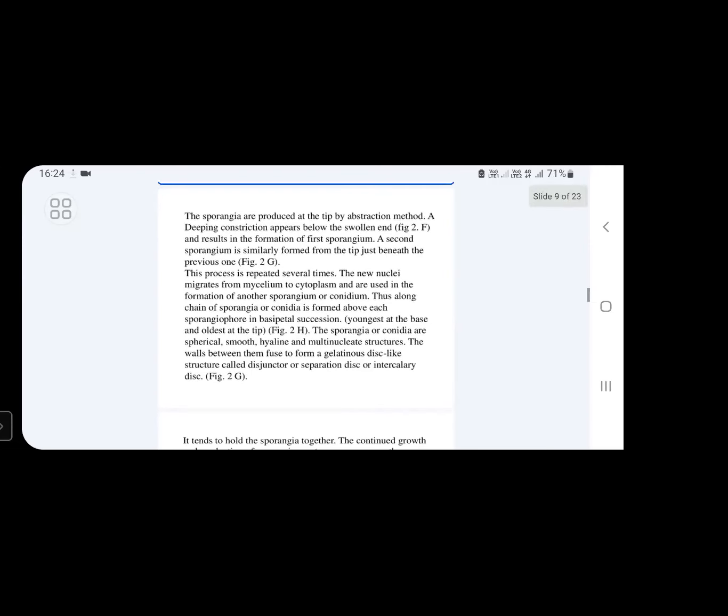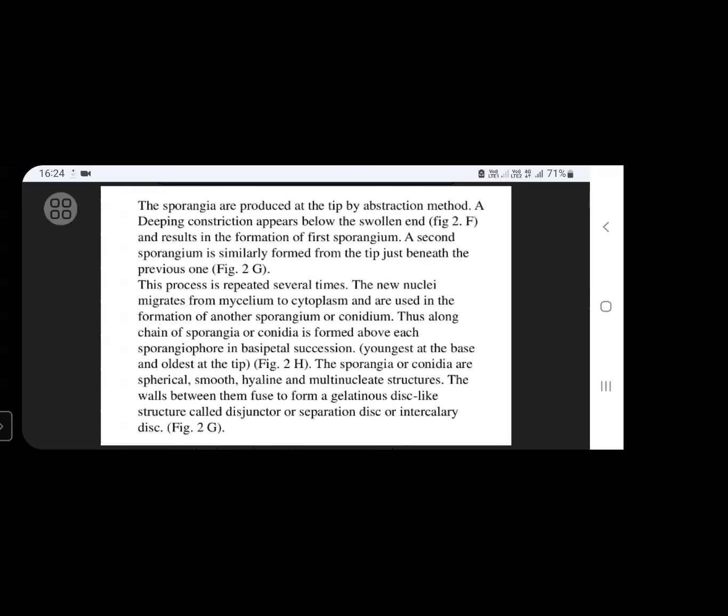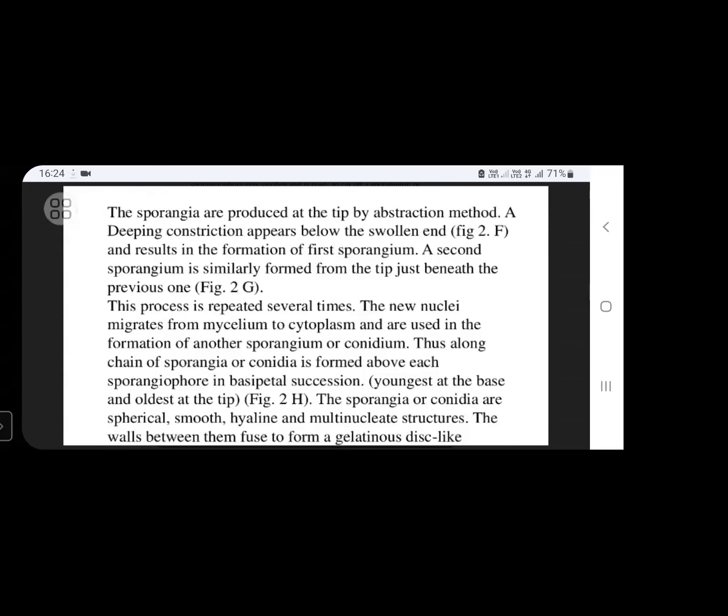Each conidium comprises 5 to 8 nuclei and thick, dense cytoplasm. So how many nuclei are present in each conidium? Almost 5 to 8 nuclei, and each conidium consists of thick, dense cytoplasm. The adjacent conidia are separated from each other by glue-like, disc-shaped structures. These are called disjunctors.